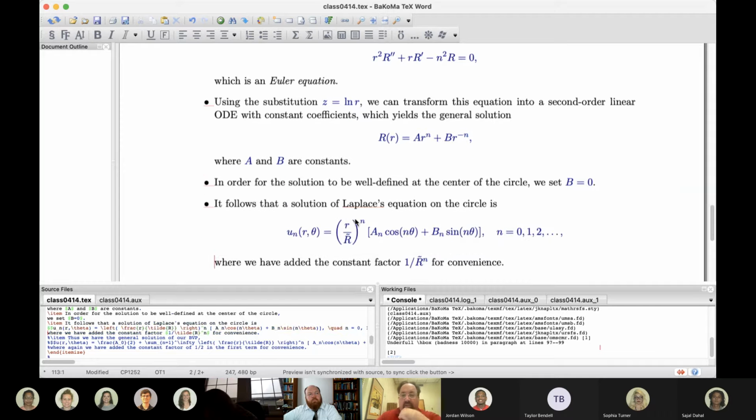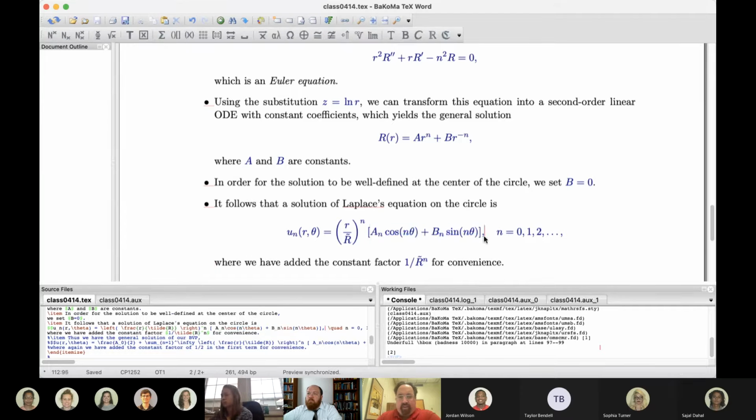So now our solution would have this form. We have our capital Theta solution here, and then we have r to the n. And for convenience, I've included this constant factor of 1 over R tilde to the n, because that way, when we consider the boundary, we set little r equal to capital R tilde, and it cancels out. So then we only have this part. So it makes it easier to find these coefficients.